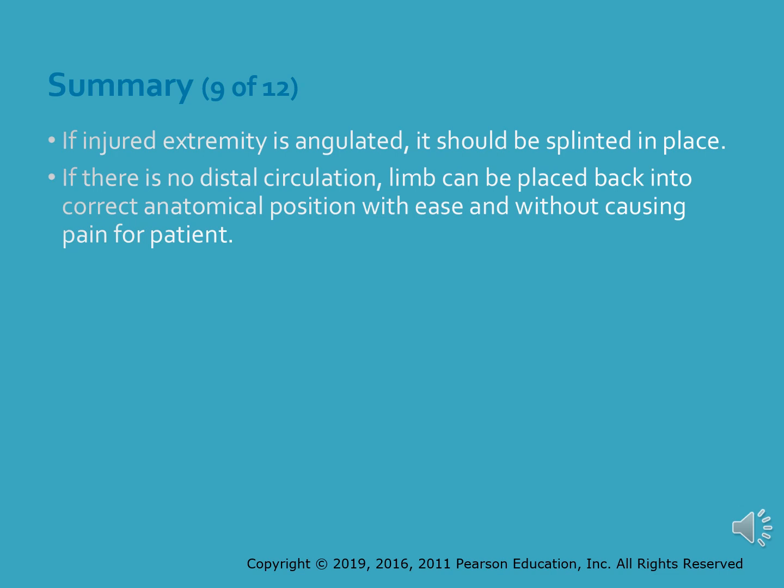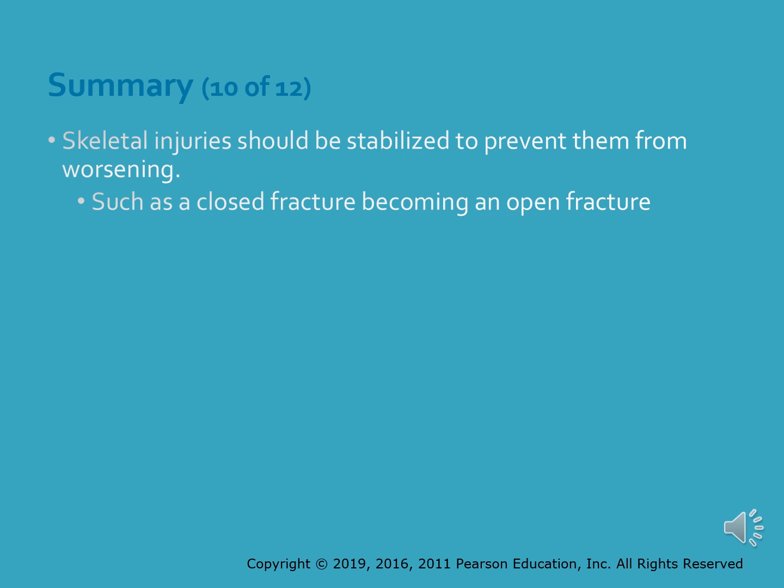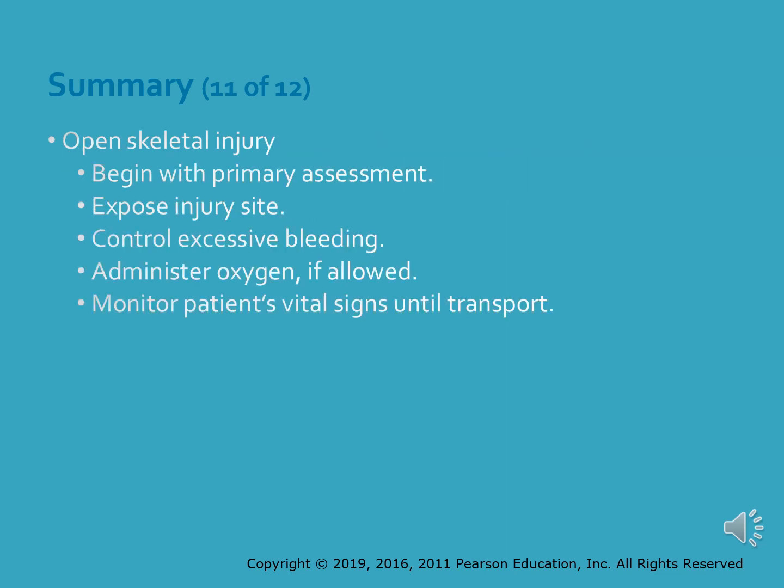If there is no distal circulation, the limb can be placed back into the correct anatomical position with ease and without causing pain for the patient. Skeletal injuries should be stabilized to prevent them from worsening, such as a closed fracture becoming an open fracture. For the open skeletal injury, you begin with the primary assessment, expose the injury site, control the excessive bleeding, administer oxygen if allowed, and monitor the patient's vital signs until transport.